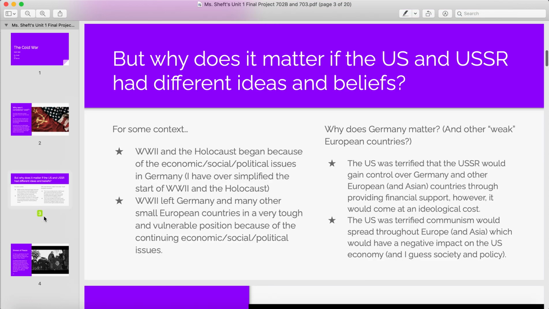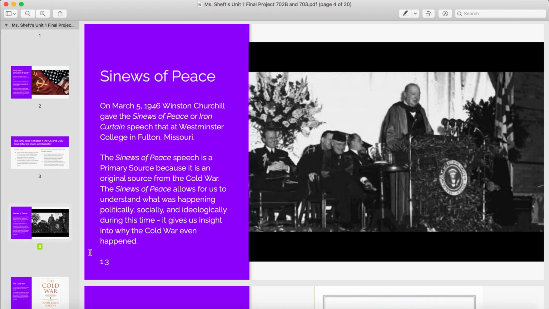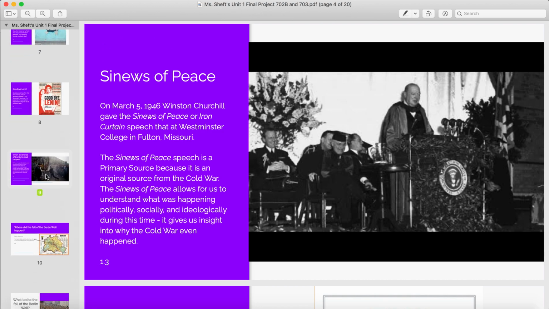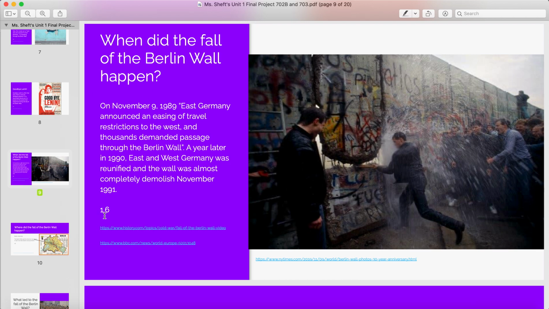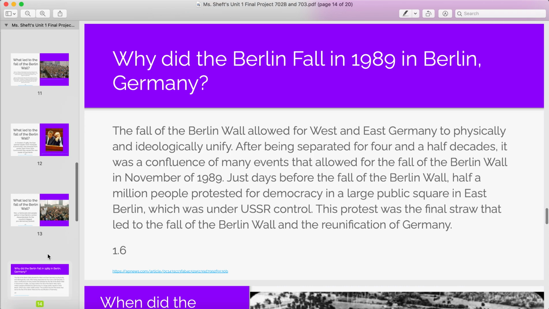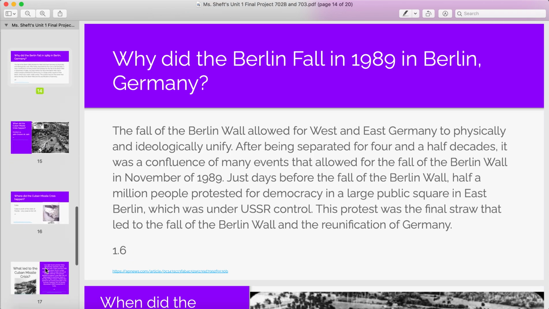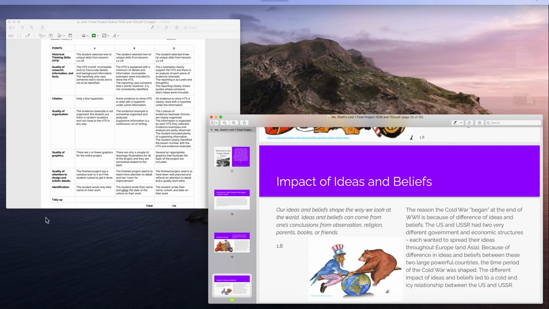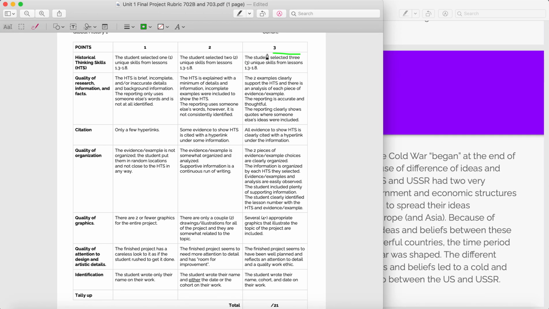So if we just scroll through, okay, we see Ms. Sheft has selected 1.3. We see Ms. Sheft has selected 1.6, which has several parts to it. We also see that Ms. Sheft has selected 1.8. So Ms. Sheft would earn a 3 out of 3 for this portion.